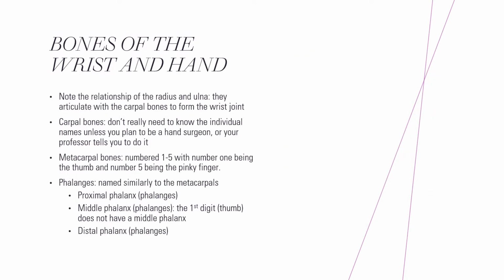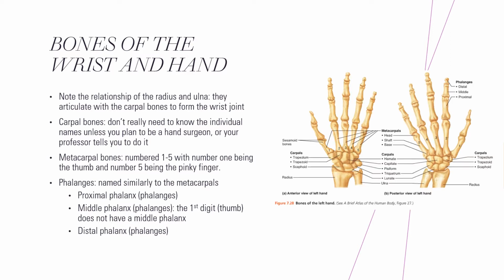Let's talk about the bones of the wrist and the hand. Now, as I just mentioned, note the relationship of the radius and ulna. They articulate with the carpal bones to form the wrist joint. So you got your radius here, and as I already mentioned, the styloid process of the radius points towards the thumb. The ulna is on the fifth digit side of the wrist.